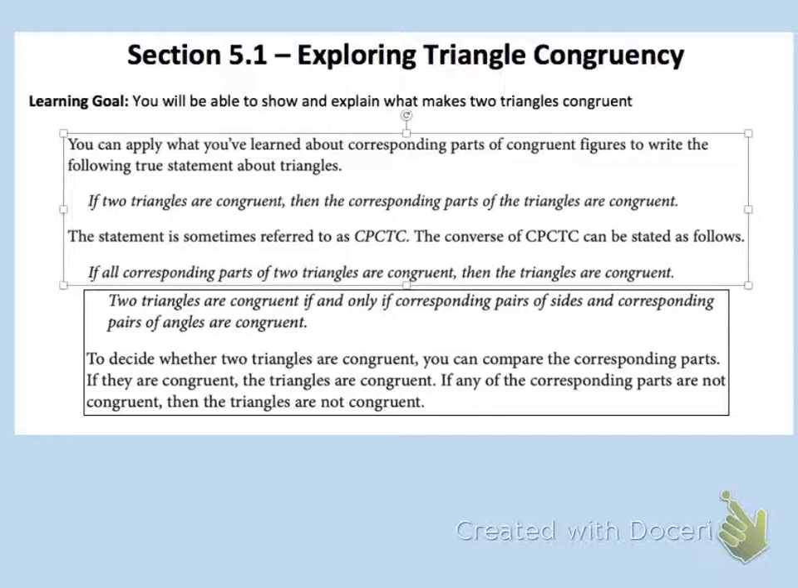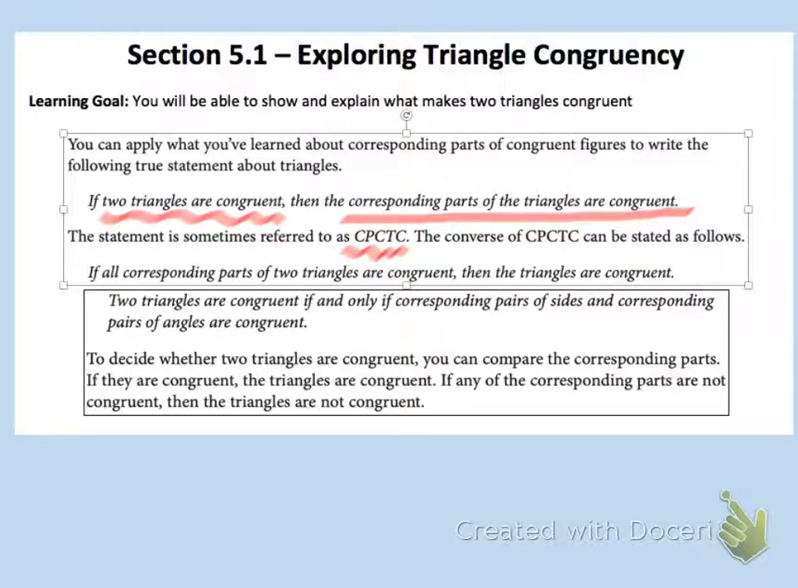So remember we learned the CPCFC theorem that said if two figures are congruent, then all of their corresponding parts would have to be congruent. So we're going to adapt that and call it CPCT instead: corresponding parts of congruent triangles, instead of congruent figures, are congruent. So, if two triangles are congruent, then the corresponding parts of the triangles are congruent. The statement is, again, sometimes referred to as the CPCTC.